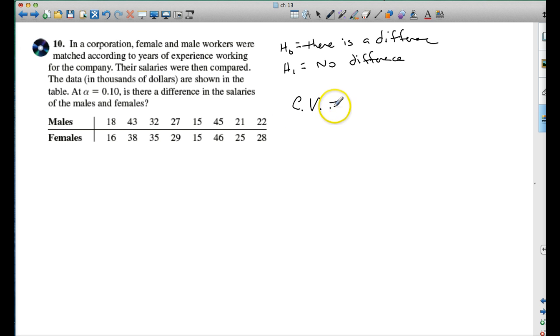Now we just set up our charts. We're going to subtract, males and females. So we're going to have a negative 2, or positive 2 here, 5, negative 3, negative 2, 0, negative 1, negative 4, negative 6. Now we find the absolute value of the difference. Going downwards, the absolute values of the differences are 2, 5, 3, 2, 0, 1, 4, 6.